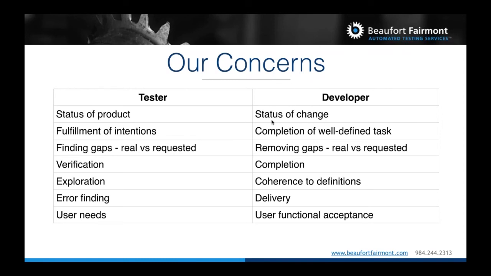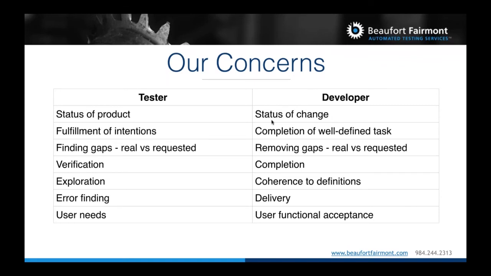So we have testers and we have developers, and the way that we view continuous integration is different. A tester views continuous integration as having a benefit of telling them the status of the product. A developer, on the other hand, may get the benefit of the status of a change. Their priorities are different. Testers tend to see holistically. They tend to look at the entire product. The developer has different priorities and different reasons for doing things. They're looking at the latest change that they made, and they want to know, did it work? The fulfillment of intentions is where the tester sees importance. A developer sees completion of a well-defined task. That tends to be a priority for them.